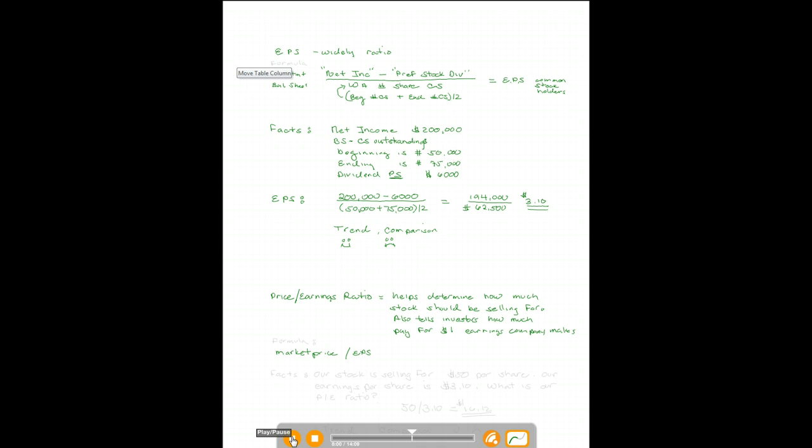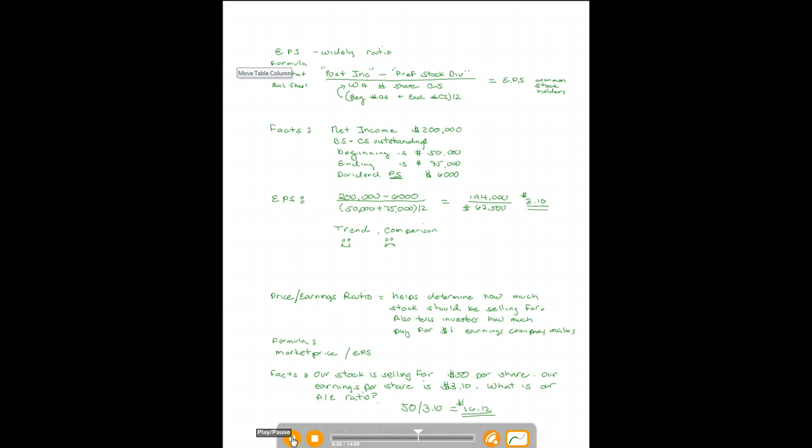So, our formula is to take market price divided by earnings per share. Let's get some facts. Our stock is selling for $50 a share, and our earnings per share is $3.10, like we calculated above. What is our price-earnings ratio? Put me on hold, calculate it, and come on back. The number is 16.12.